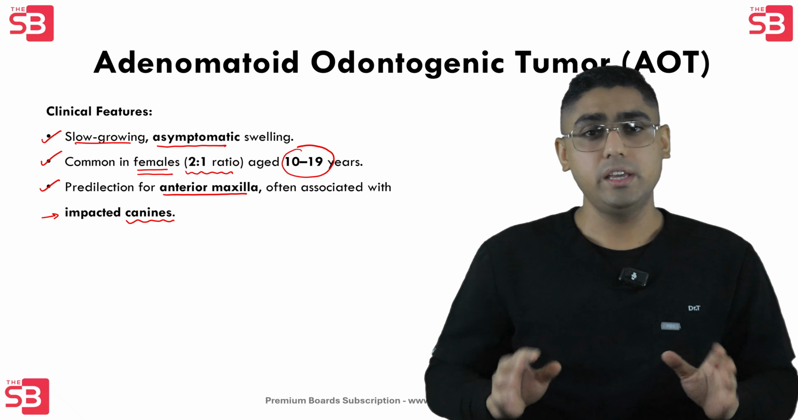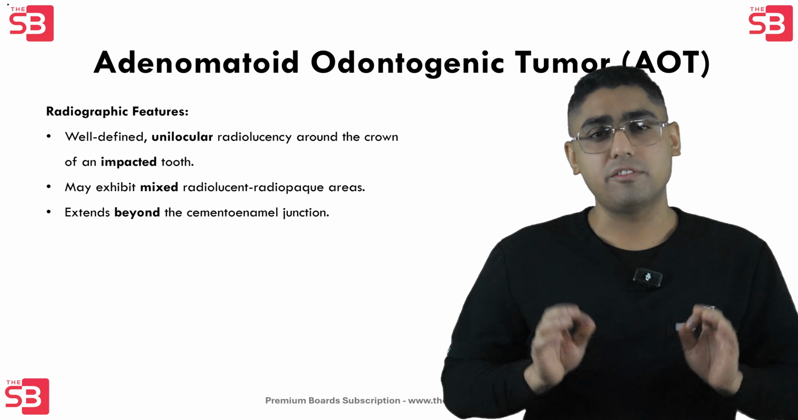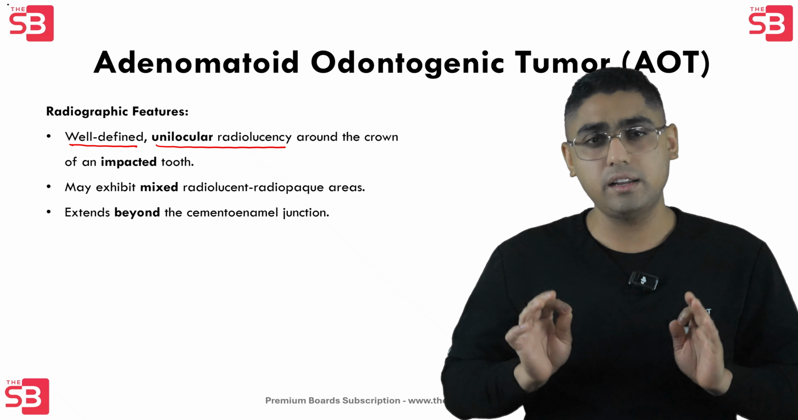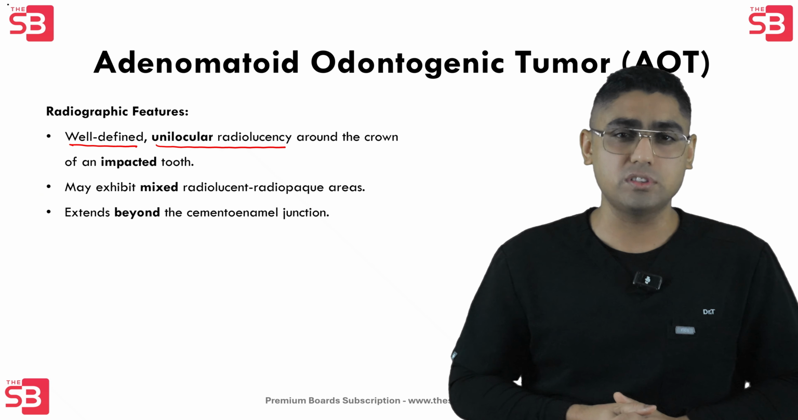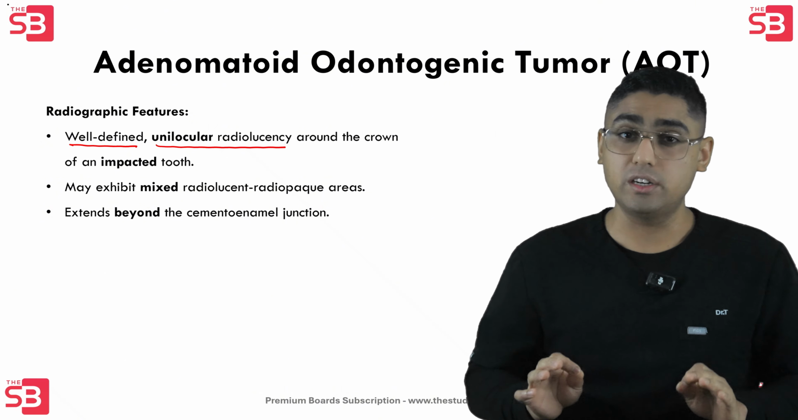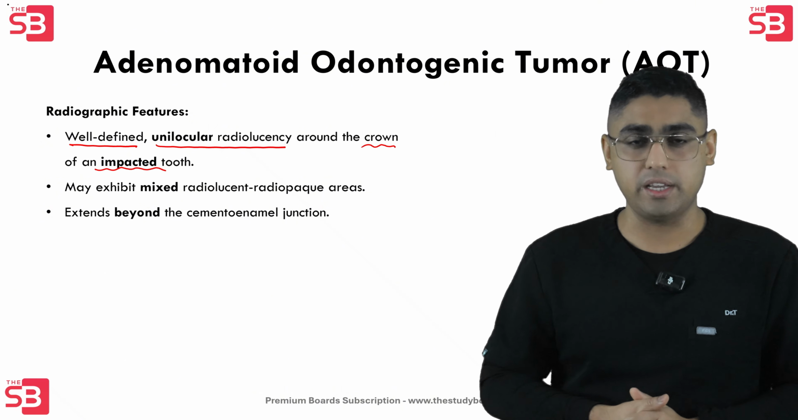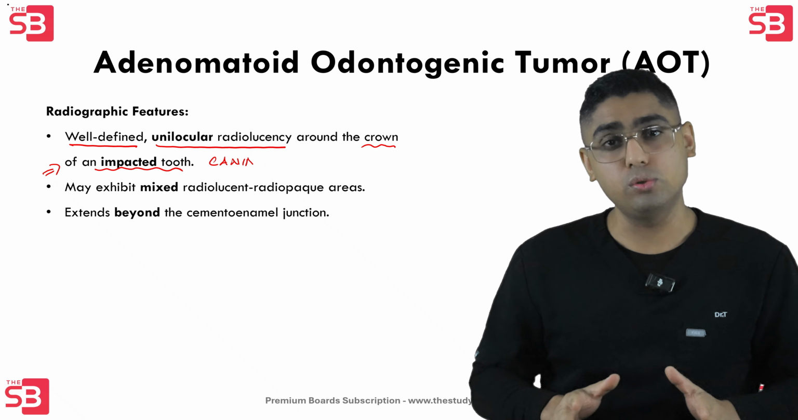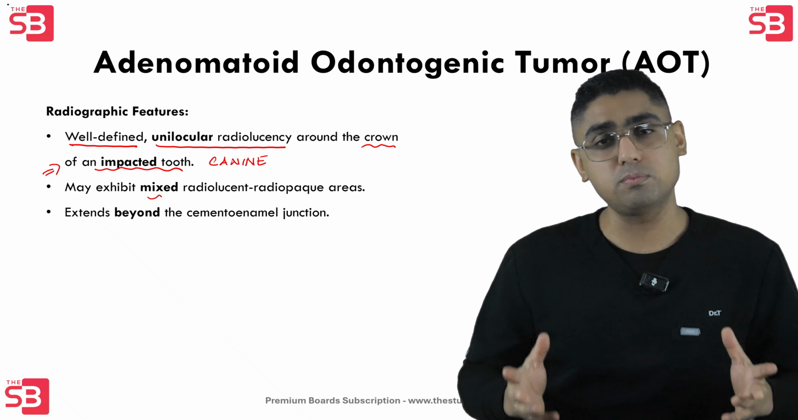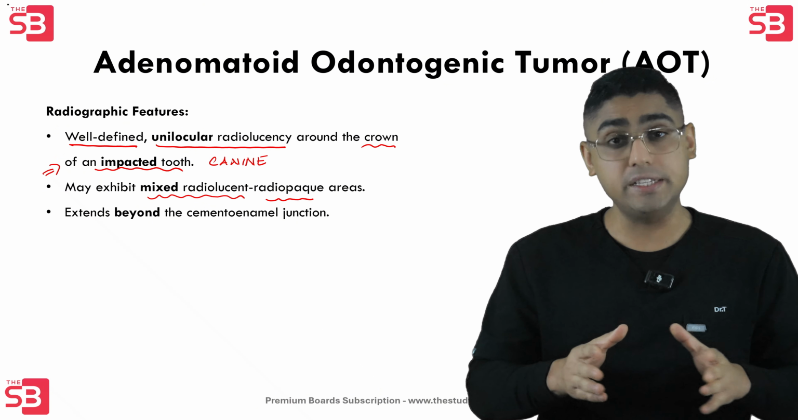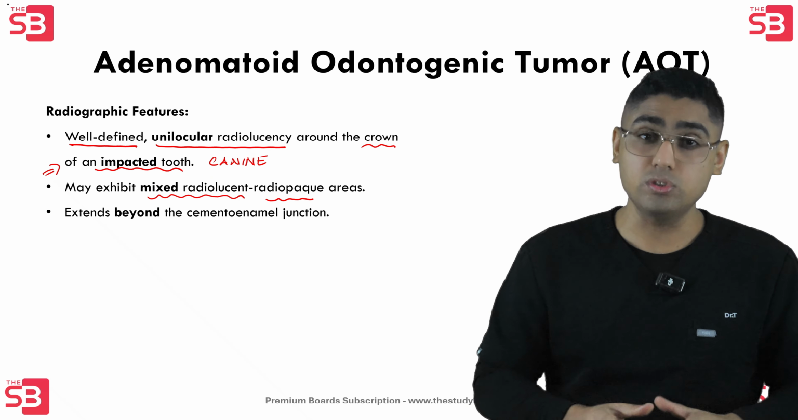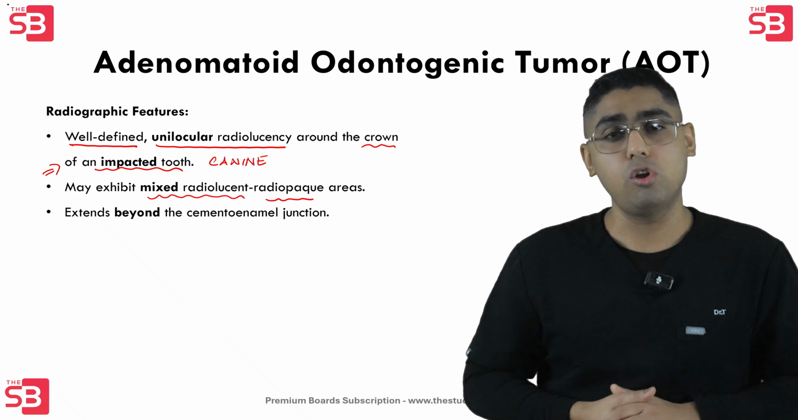Now, radiographically, AOT appears as a well-defined unilocular radiolucency, a single clear radiolucent area, most often surrounding the crown of an impacted tooth, typically the maxillary canine. A key point to note here is that AOT can actually show mixed radiolucent and radiopaque areas because of small calcifications that form within the lesion. And these small radiopaque flecks inside the radiolucent cavity are a classic feature of AOT.